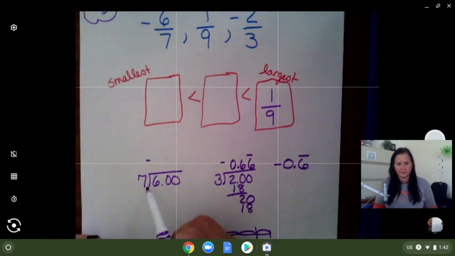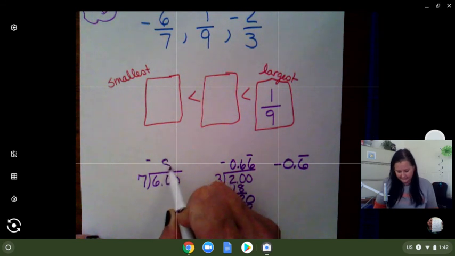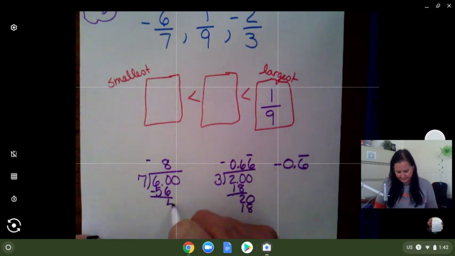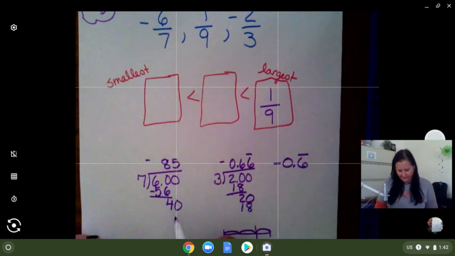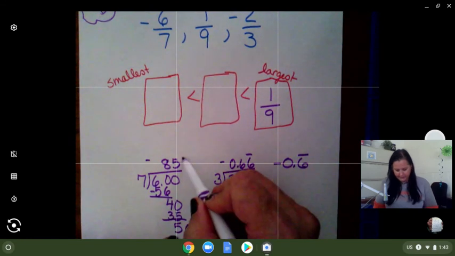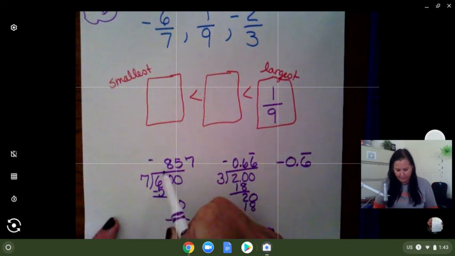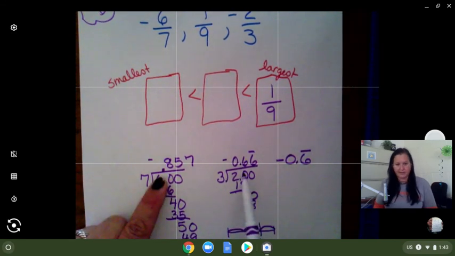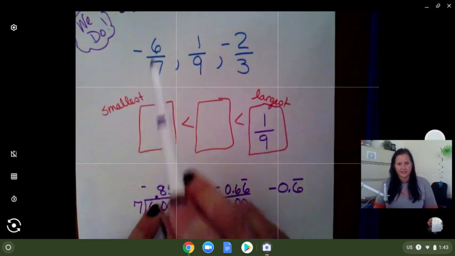And then I'm going to do this one over here. 7 times, let's see, 7 times 7 is 49, so 7 times 8 is 56. 7 fits in there 5 times. 5 times 7 is 35. And 7 will get in there 7 times, 49. And it is going to keep going and going, but I do have enough digits that I can compare these two numbers. So this is the negative 2/3. This is the negative 6/7.